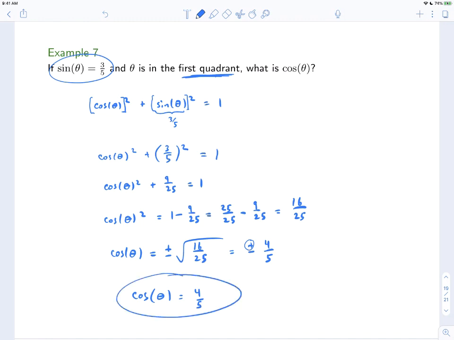Notice that at no point did we determine the value of theta. We don't know what angle theta is, but we do know that if sine of theta is 3/5 and theta is in the first quadrant, then cosine of theta is 4 over 5.